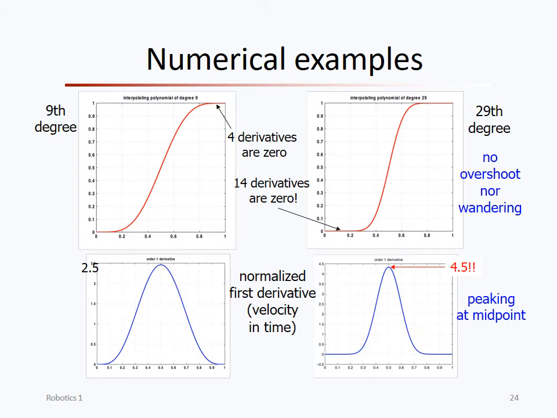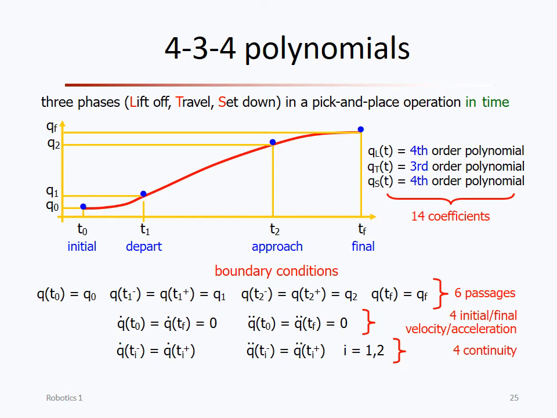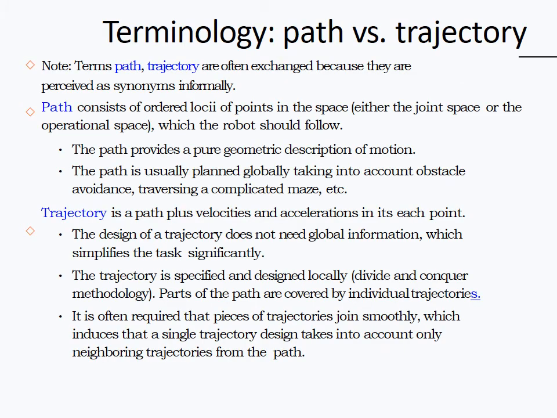This is an example for numerical examples. This one is the 4, 3, 4 polynomials. This is path 1, path 2 and path 3. That is 4, 3, 4. They are defining the quarter values, that is Q, L, T, S. That is the last path, the starting path, and the middle path. That is a fourth order polynomial, third order polynomial and fourth order polynomial. They are using 14 coefficients in the 4, 3, 4.